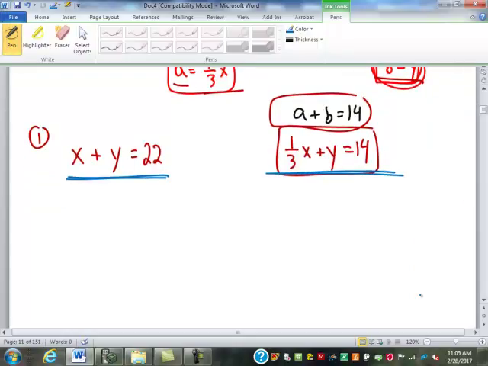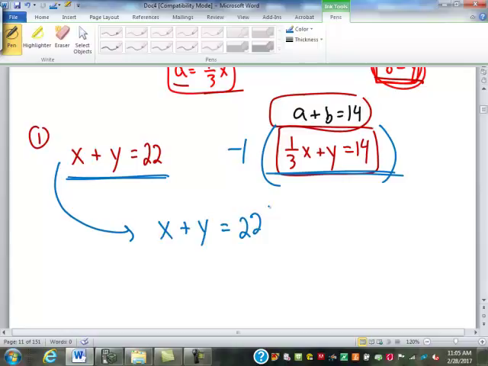What I'm going to do is take this one here times -1. Why am I going to do that? Well, this equation here is just x plus y equals 22. This one here, after I multiply by -1, -1 times 1/3 x is -1/3 x. -1 times y is -y. And then -1 times 14 is -14.